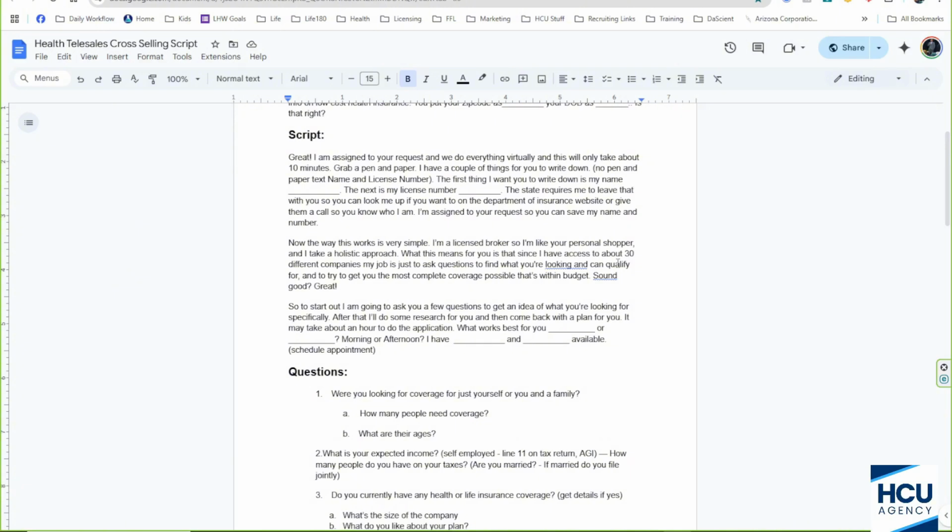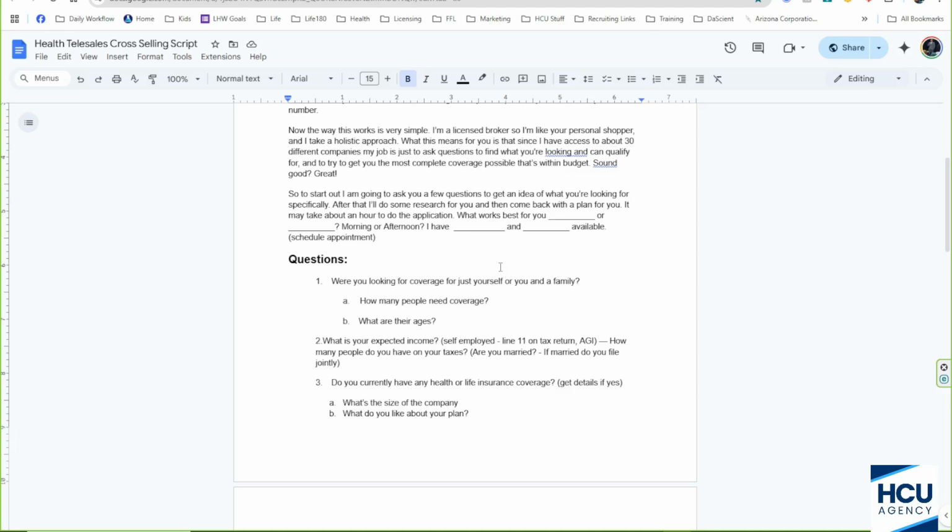So you're letting them know that you're going to have to find out their budget and that you're going to do everything you can not to just try to dump them into something, but to get them the most complete coverage, the most benefits that they can. All right, so next we're going to move on to the next part.